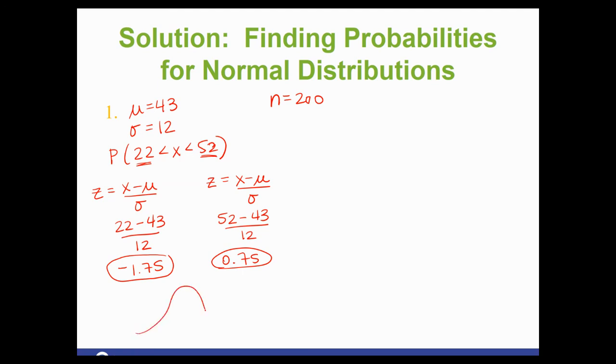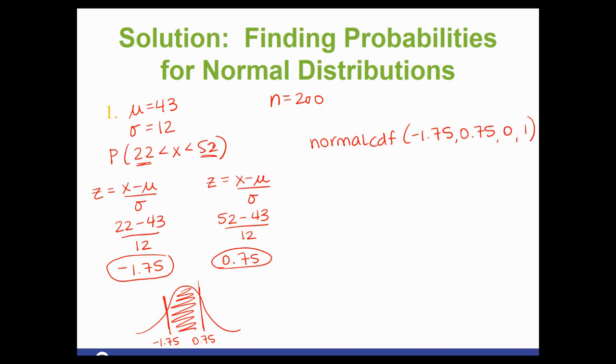So if we wanted to make a quick sketch, negative z means to the left of the hump, positive z means to the right of the hump. And we want to find that area in the middle. So when it comes to our calculator, NormalCDF, our lower is negative 1.75. Our upper is positive 0.75. And our mean and standard deviation are both 0 and 1. We find that area under the curve then to be 0.7333. And this is our answer for part A.